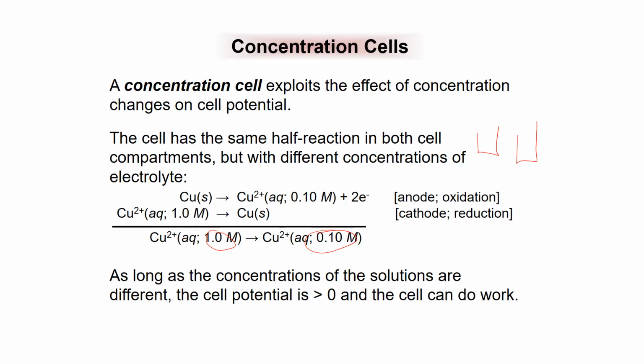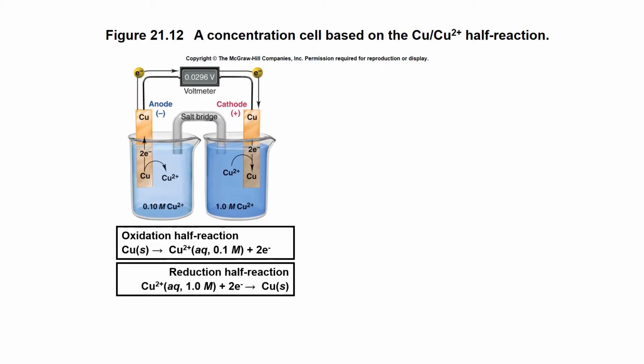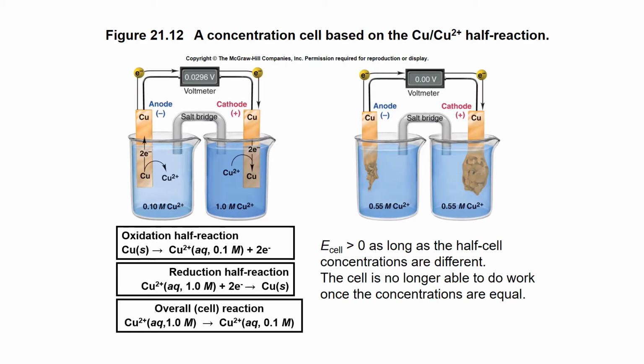As long as the concentrations of the solutions are different, the cell potential is greater than 0 and the cell can do work. Okay, so I hope we understand what a concentration cell is. An example of a concentration cell here is the copper ion half reaction. We have two cells shown here, with the same electrolyte but different concentrations.